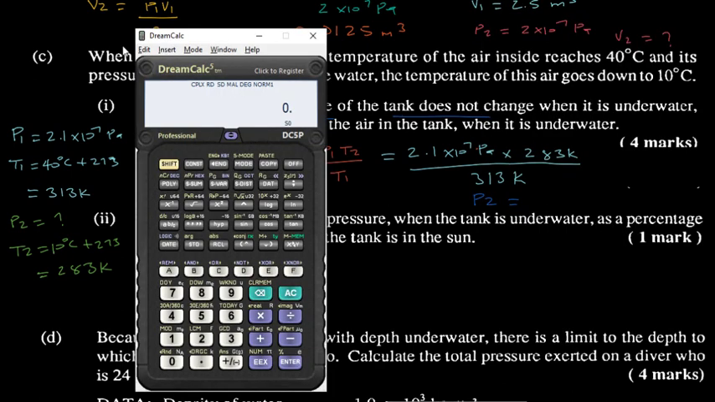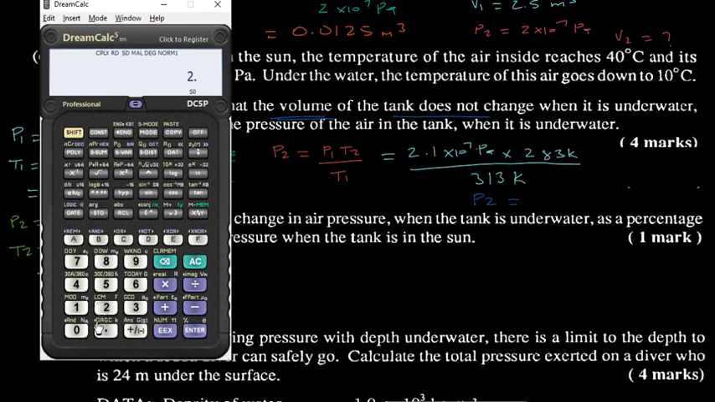So for this one now, we say 2.1 times 10 to the 7 multiplied by 283, divided by 313, right? And we get an answer, which we're going to write to two significant figures, of 1.9 times 10 to the 7 pascals. And that would be our answer.